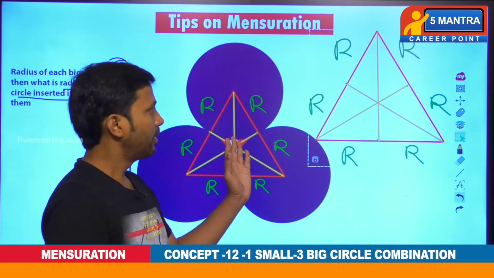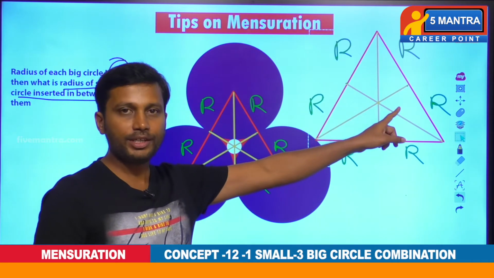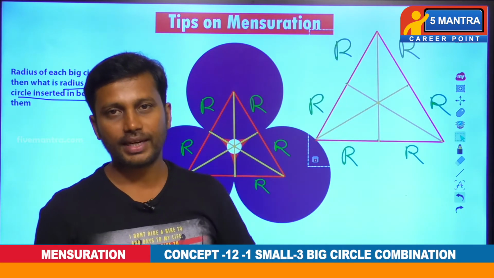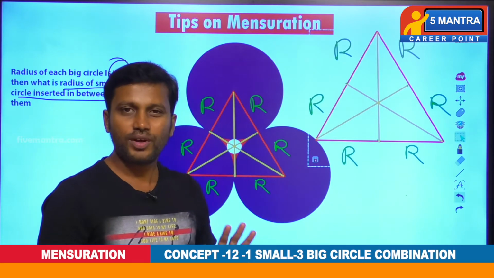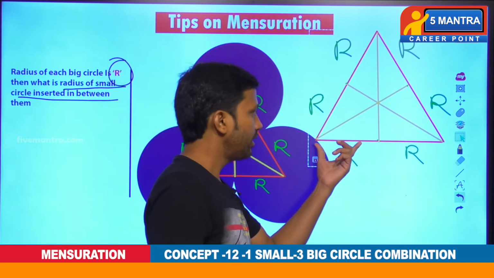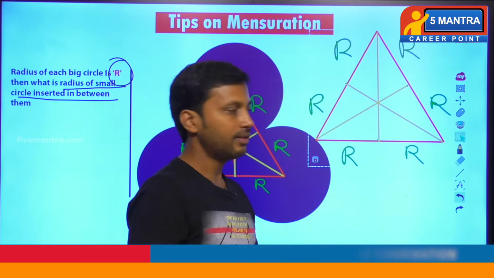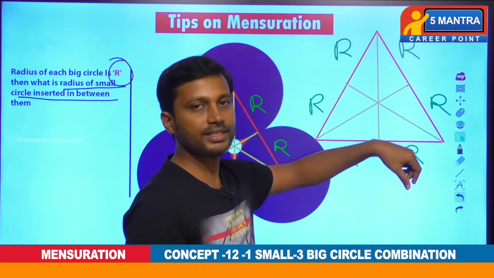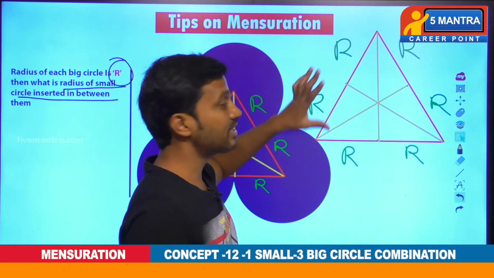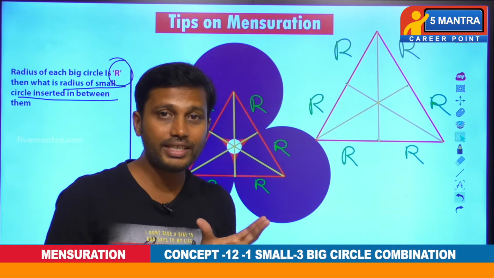Now we took this outside to observe its properties. What are they? Let us see. Here, first of all, observe: this is a radius, this is also a radius, this is also a radius, and all the lengths are equally divided.